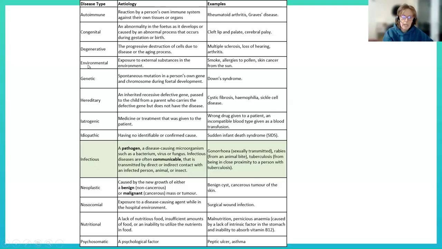So obesity, smoking. Genetic is things like Down syndrome, which happens during the formation of the zygote, so the egg and the sperm, where the chromosomes haven't separated properly. Hereditary is things like cystic fibrosis, haemophilia, sickle cell disease, that we've had a look at over the last couple of weeks. Iatrogenic is essentially medical negligence, where a treatment has been given that is wrong or damaging. Idiopathic is when you have symptoms, but there appears to be nothing wrong.